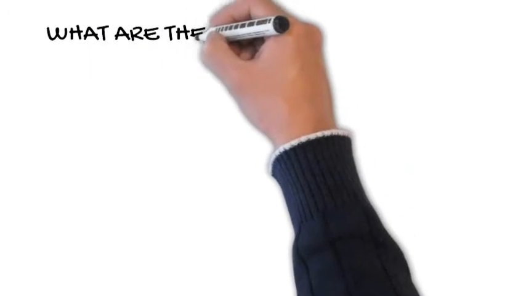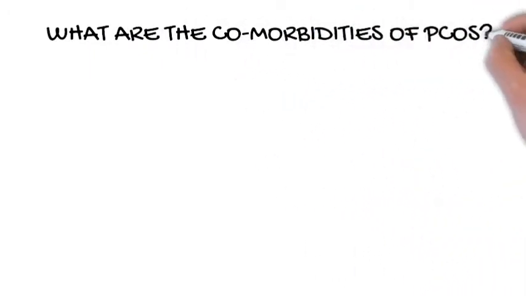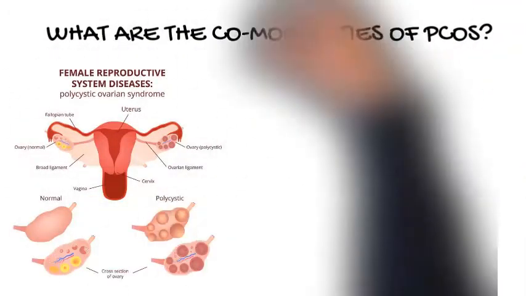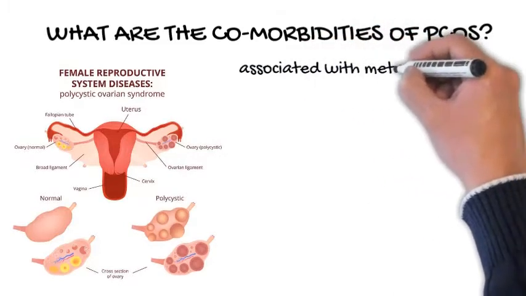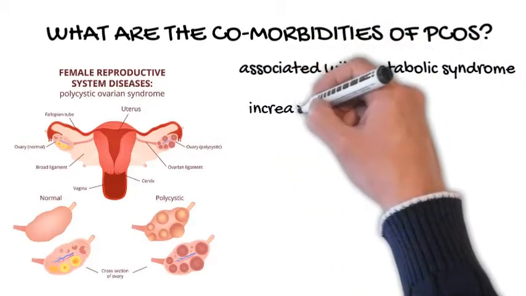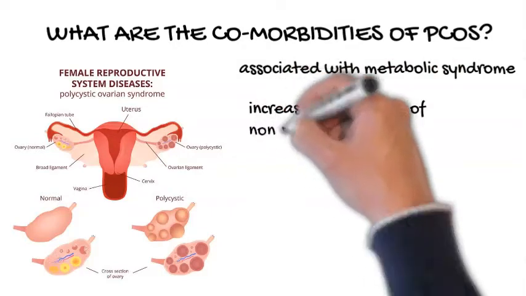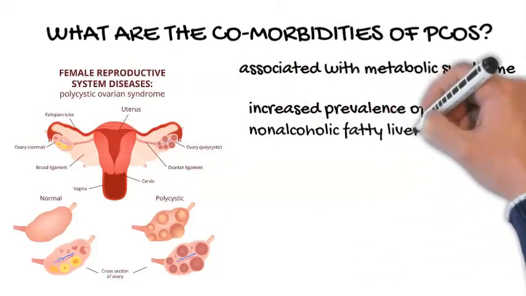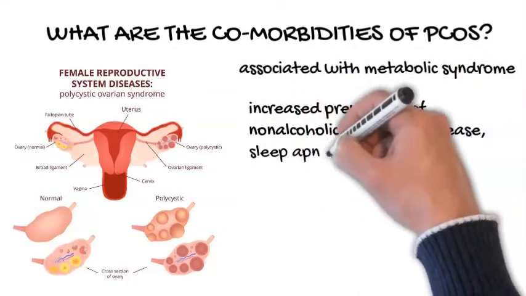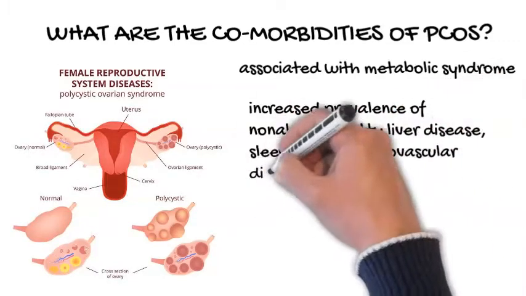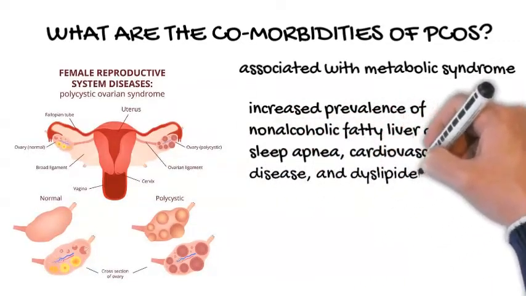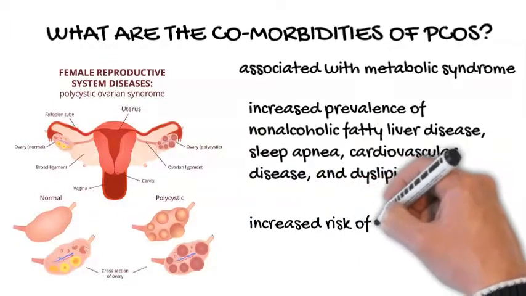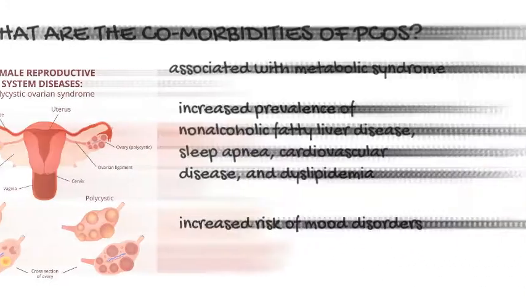What are the comorbidities of PCOS? PCOS is associated with metabolic syndrome. There is an increased prevalence of non-alcoholic fatty liver disease, sleep apnea, cardiovascular disease, and dyslipidemia in patients with PCOS. There is evidence to suggest an increased risk of mood disorders among patients with PCOS.